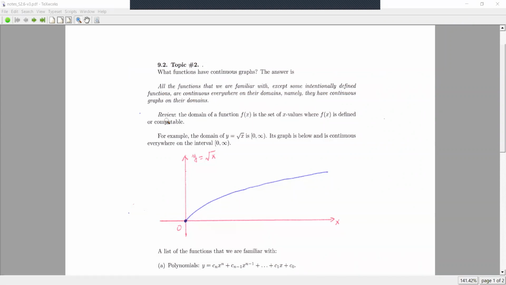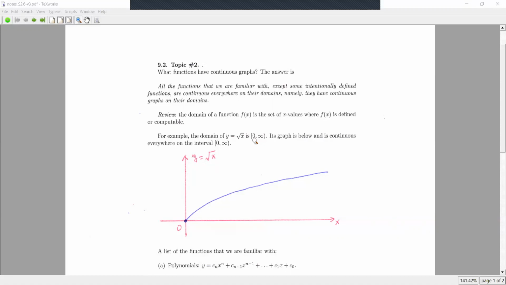Take a review about what is the domain of a function. The domain of a function is the set of x values where the function is defined or computable by a calculator. For example, the domain of square root of x is positive numbers and 0.